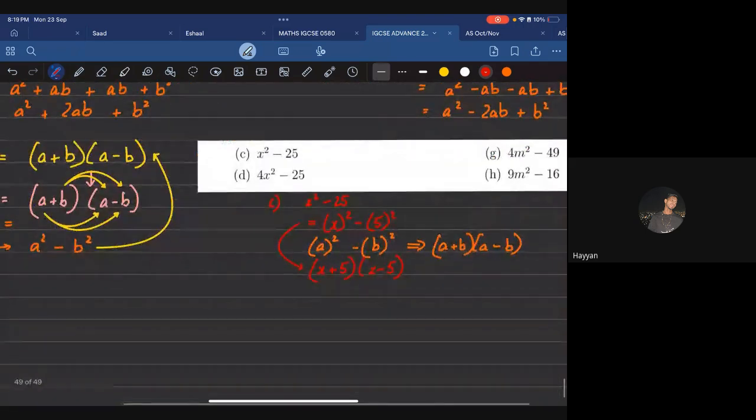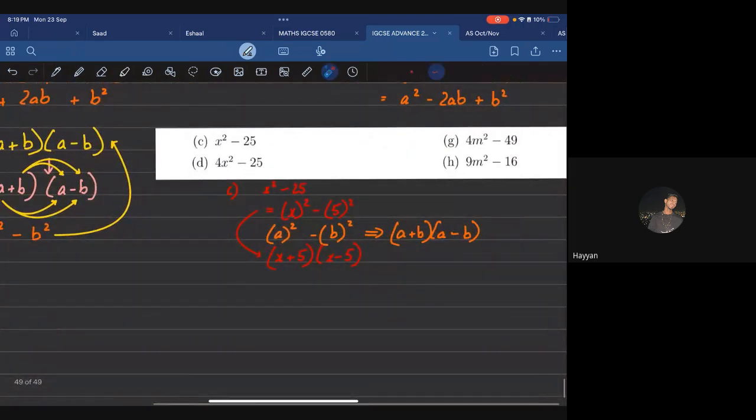All right. So I want everyone to do G, H, and D. Actually, in this order, D, H, G. Okay, quickly solve it. Let me know when you're done. Hayan, any questions at all? Let me know, okay? If there's any questions at all, feel free to ask.